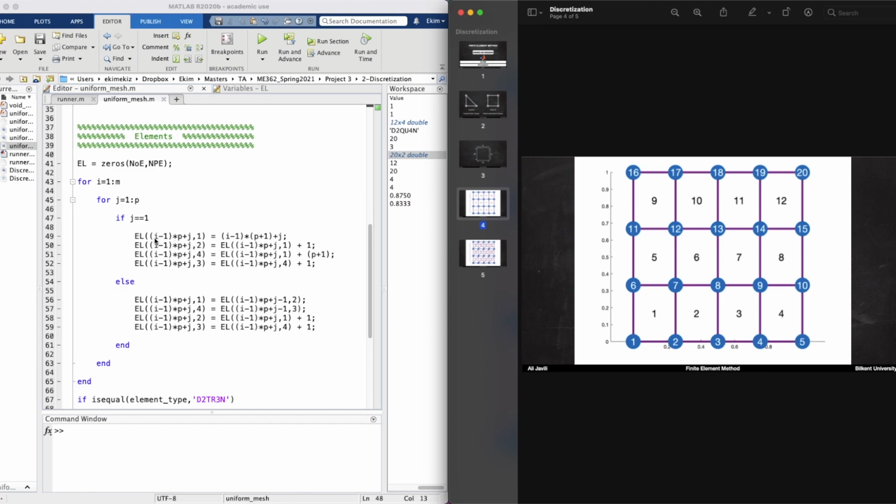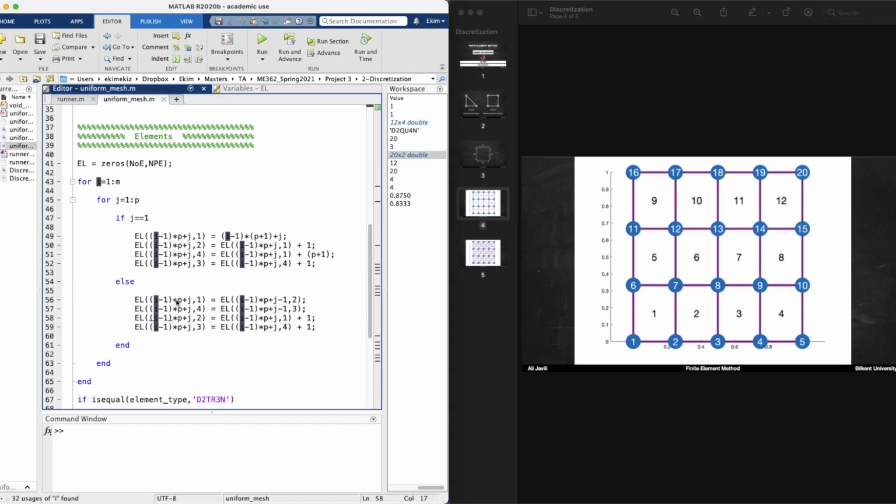When i is 1, this thing becomes 0, so we don't skip any row. But when i is 2, we should skip 1 row, right? We should be here. So this becomes 1 times p. And to be here, we also need the plus j. So when j is 1 and i is 1, we are at 1. j is 1, i is 2, we are at 5, and so on. Okay? So this is how all of these indexes work.